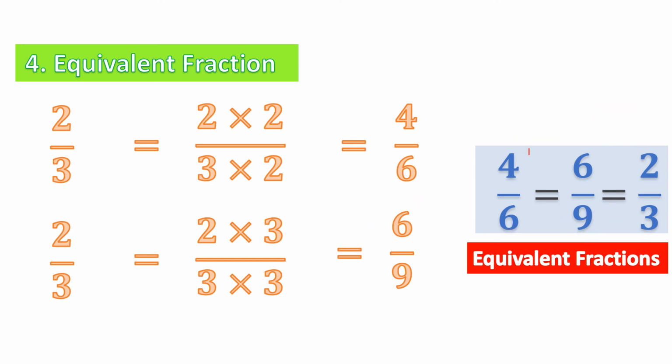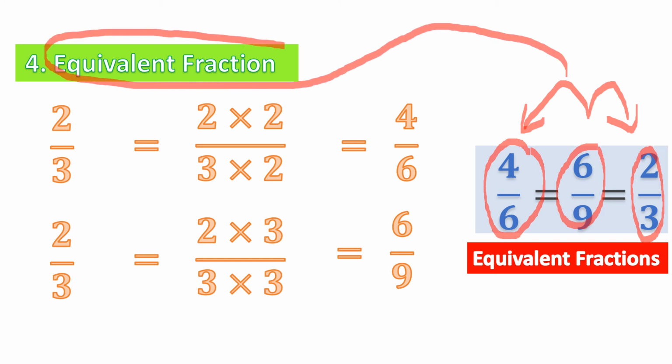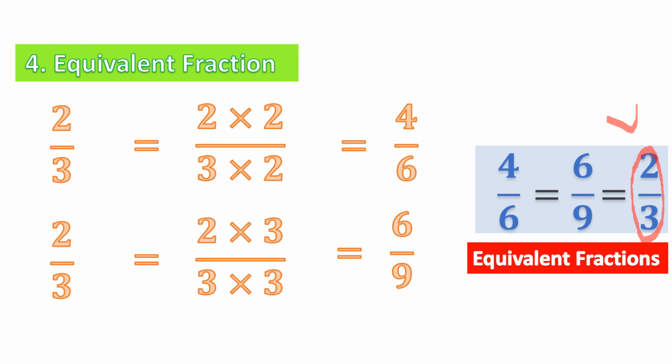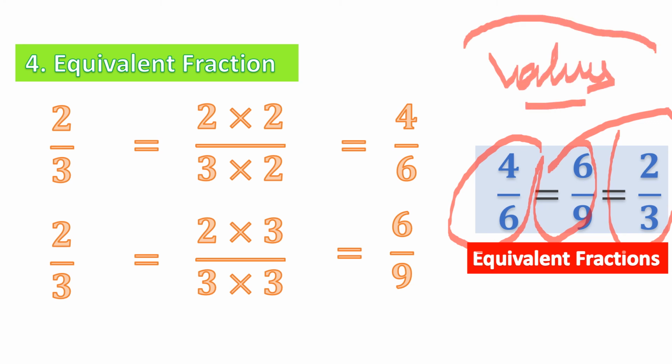So when the fractions have equal value but they look different, then they are called what? They are called equivalent fractions. Okay? So this is what we have studied. So what is an equivalent fraction? Equivalent fractions are fractions which look different, but their values are the same. Understood? So that is what an equivalent fraction is.